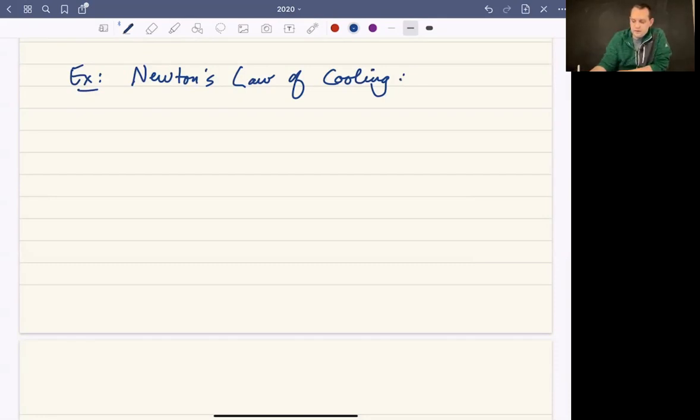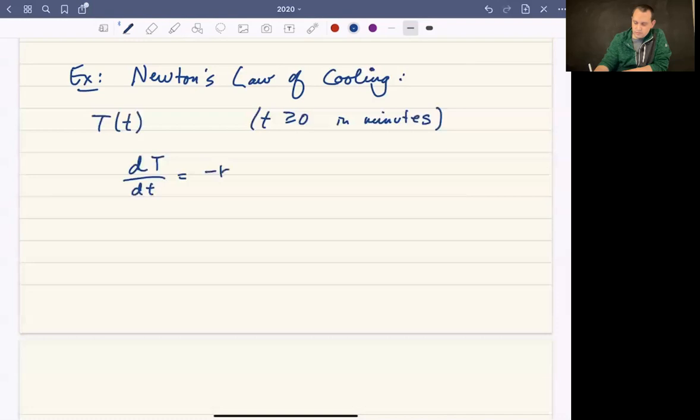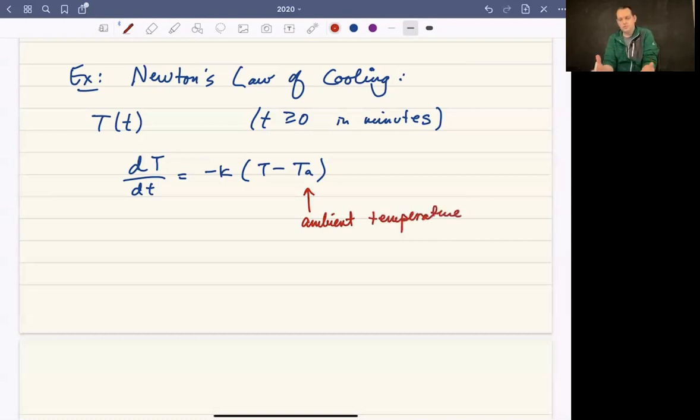And so if the temperature of the object is capital T, and let's say that capital T is the temperature at time t, where, for the sake of argument, t is in minutes. It can be in whatever unit you want it to be. Then the rate of change of the temperature is going to be proportional to the temperature minus the ambient temperature. So this is the ambient temperature of whatever space you're introducing this object to. So the oven, the room, the refrigerator, whatever.